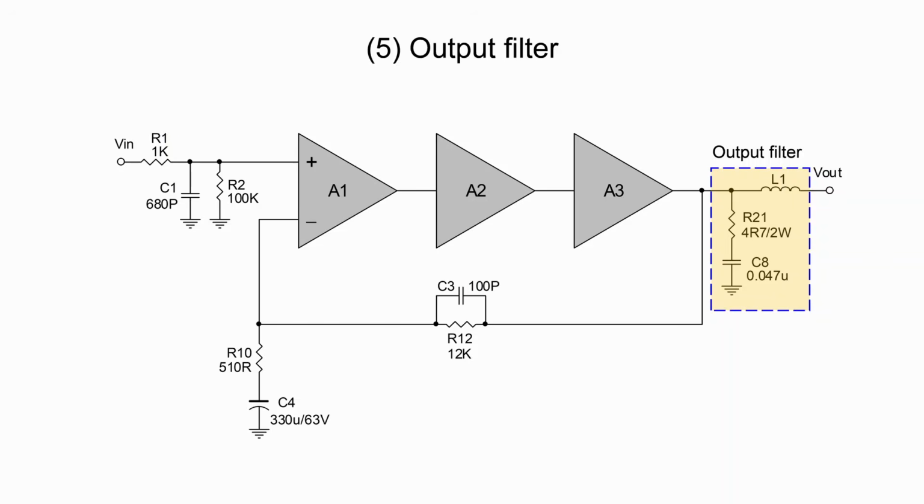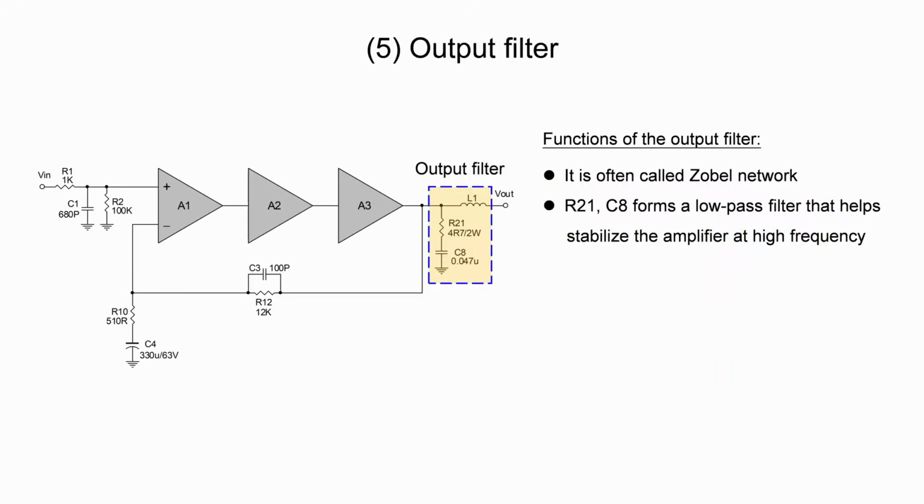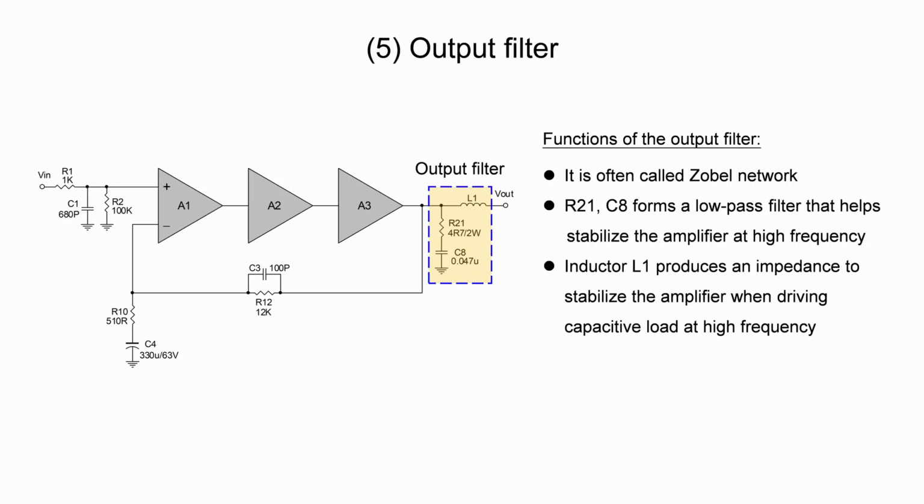Now, let us move to the output filter section. The output filter is often called Zobel network. Resistor R21 and capacitor C8 forms a low-pass filter that helps stabilizing the amplifier at high frequency. Inductor L1 produces an impedance to stabilize the amplifier when driving capacitive load at high frequency.